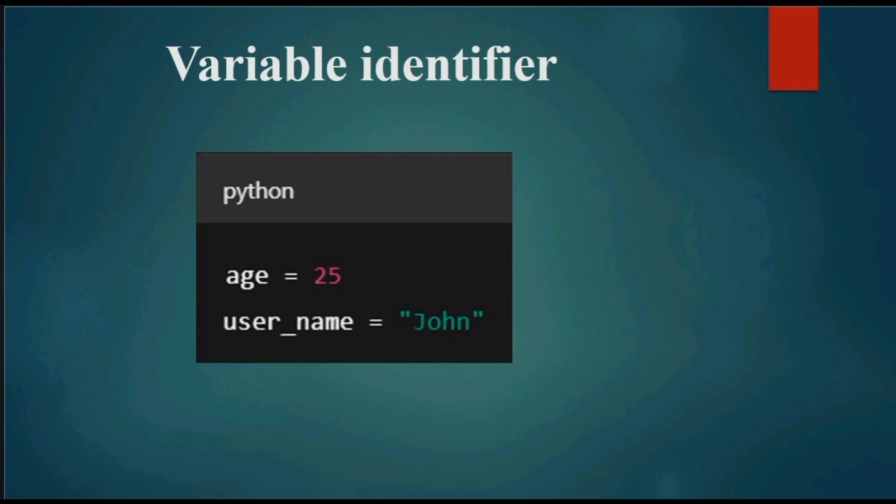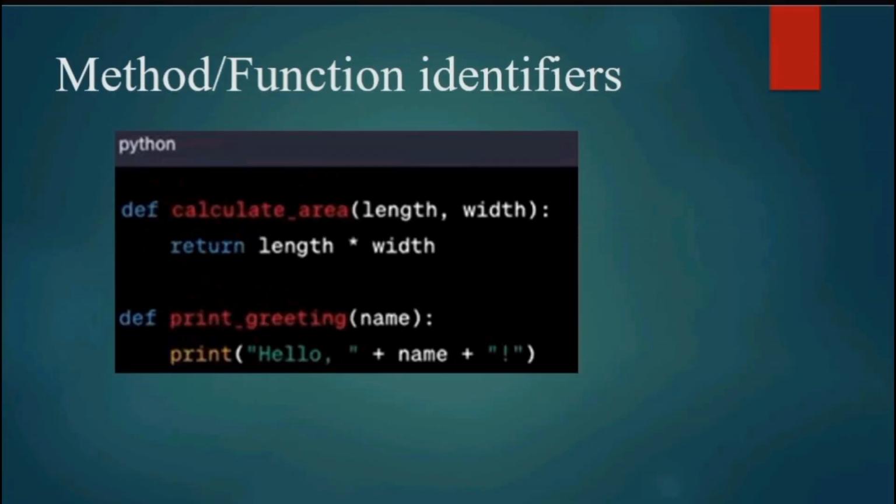So you can name any variable as you wish. There is no specific rule like you can use only username. You can give name equals John. Next one is function identifiers. So you can clearly see there are some functions defined: calculate_area and print_greeting. So those are identifiers, function identifiers.